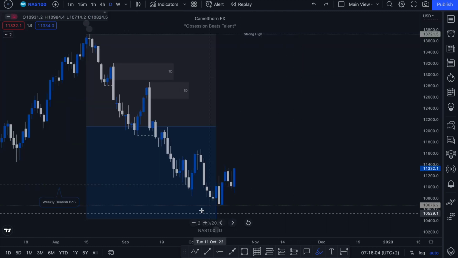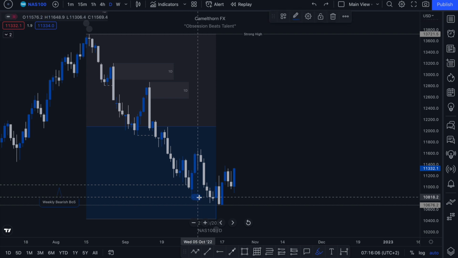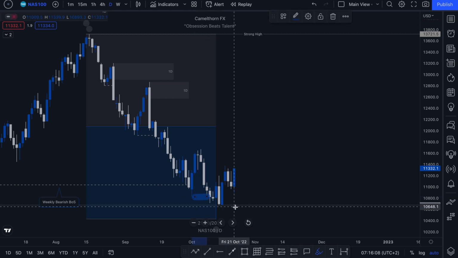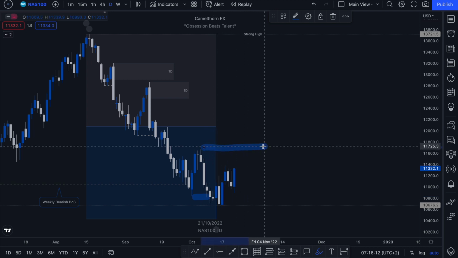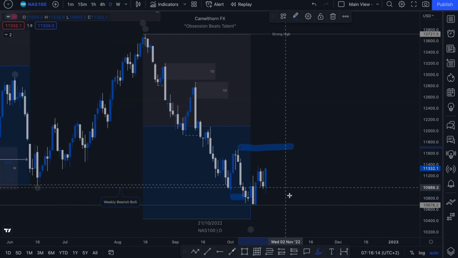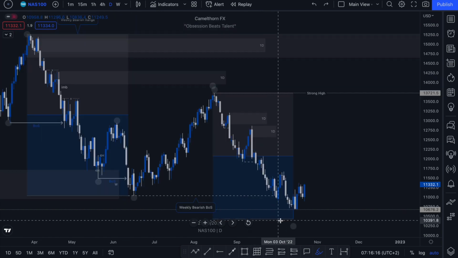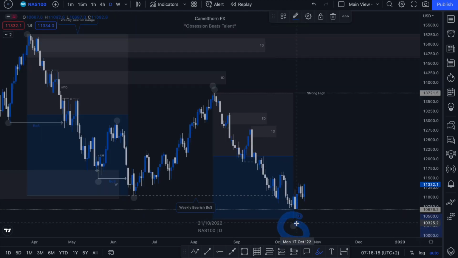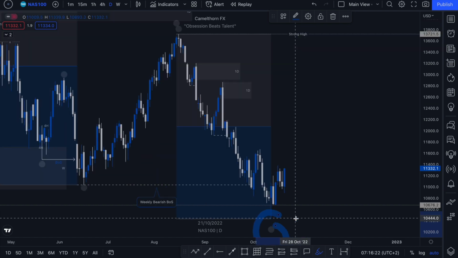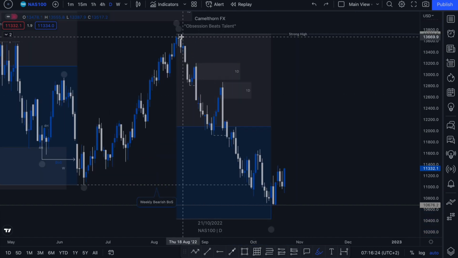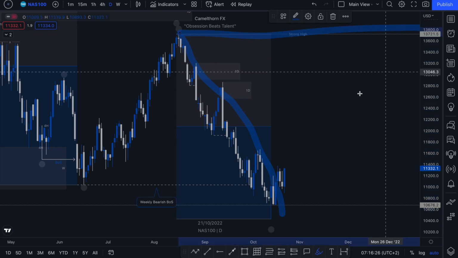Now, you may be asking yourself, well, where do we want to see that change of character occur? Well, we can see that we have the first part of our change of character. We have the break to the downside, but we have not seen the break to the upside just yet. And therefore, this is tentatively regarded as a new lower low, tentatively regarded as a new weak low on this particular weekly bearish leg here.